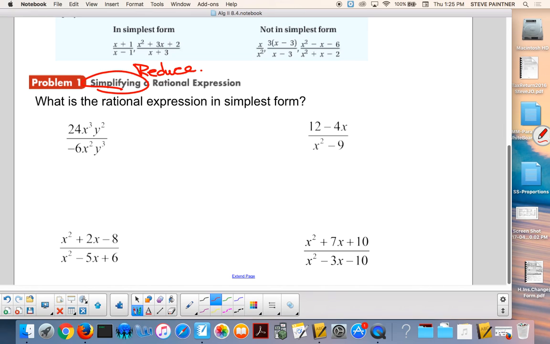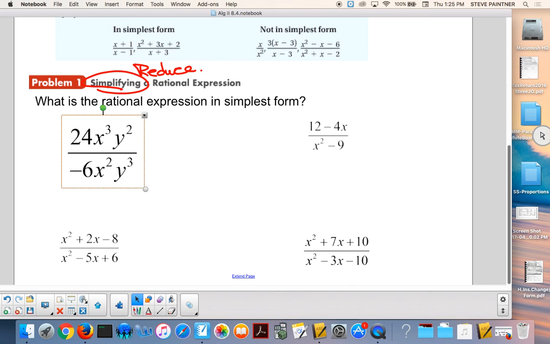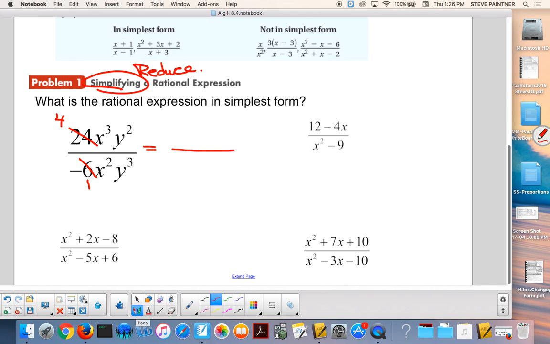Look at the number, 24 over negative 6 right now. What do you see they have in common? 6. Okay. So 6 goes into 6 how many times? Once. 6 goes into 24 4 times. So I'm going to call my answer right now 4 over negative 1. Right? What about the x's over the x's? Can I do something? Yeah. What's it going to be? X on the top. Y's.